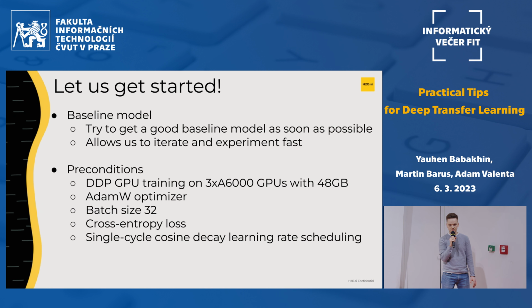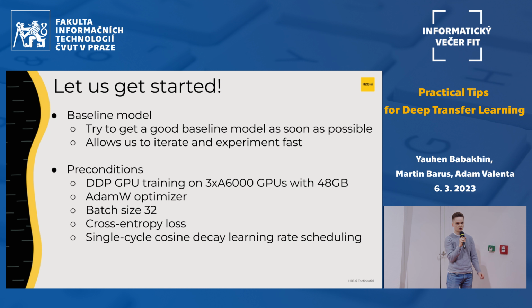And as I've already mentioned for the baseline model, it is usually better to start as early as possible with a baseline model and just get a feeling of the data set. It will also allow us to iterate faster. Usually a baseline model is pretty small, with small images and a small architecture, and it allows us to run more experiments in a single amount of time. That is why it is usually a pretty quick experiment.